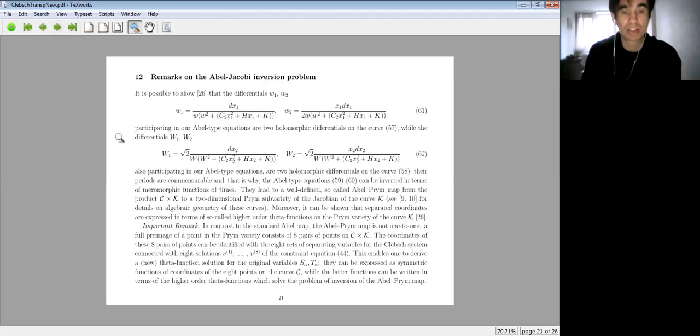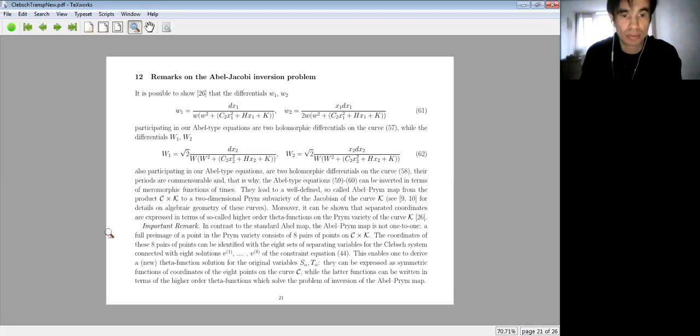Here prime varieties enter into the game, not the usual Jacobians. Moreover, it can be shown that separated coordinates are expressed in terms of the so-called higher order theta function on the prime variety of the curve K. This is done in the second part of our recent work with Franco Magri and Yuri Fedorov. Well, an important remark: in contrast to the standard Abel map, the Abel prime map is not one-to-one.